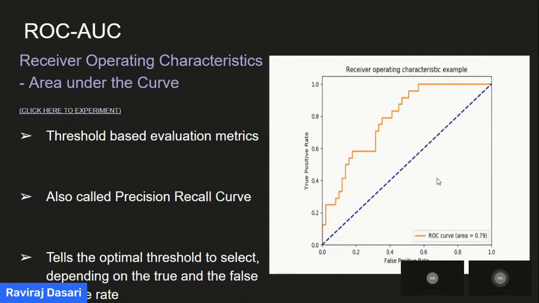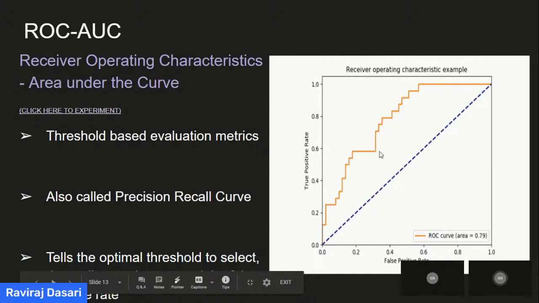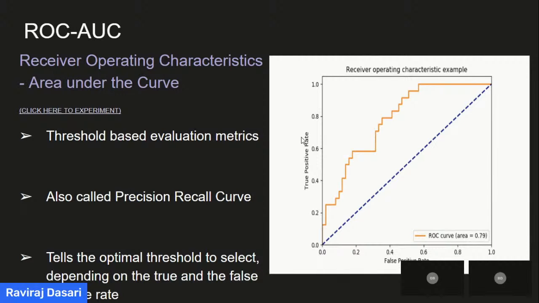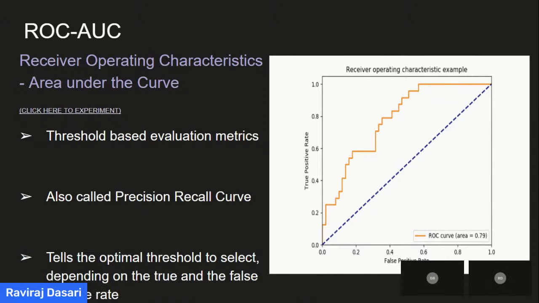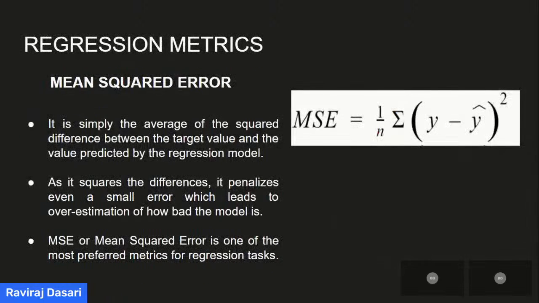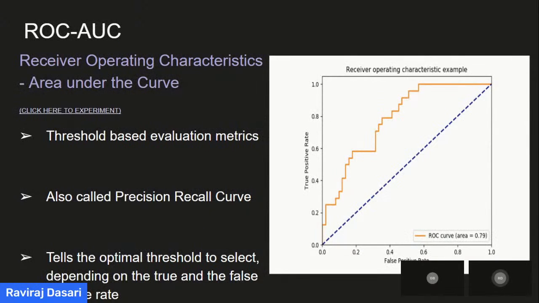This is also called a precision recall curve. How we plot this curve is you just need to plot true positive rate versus false positive rate. True positive rate is nothing but TP over actual positives. False positive rate is nothing but false positives over actual negatives. So that's all with classification metrics. Let's move on to regression metrics.